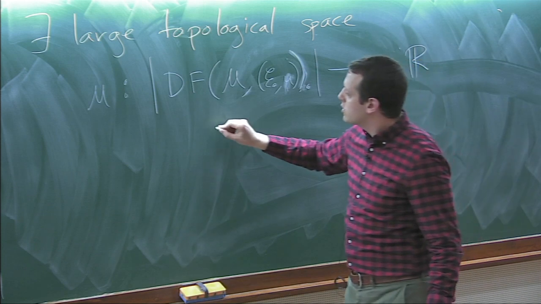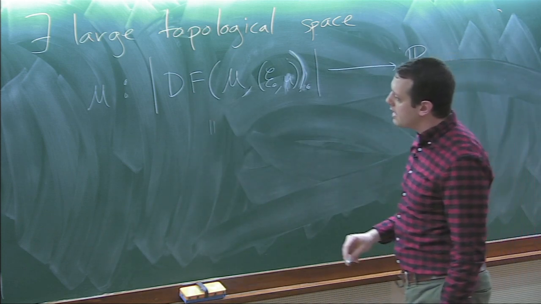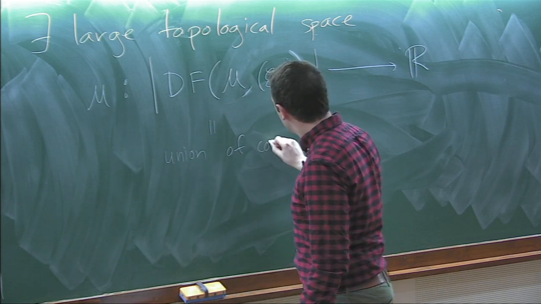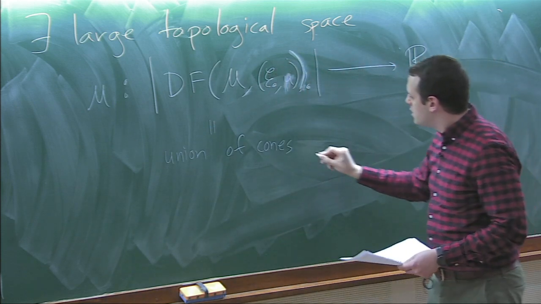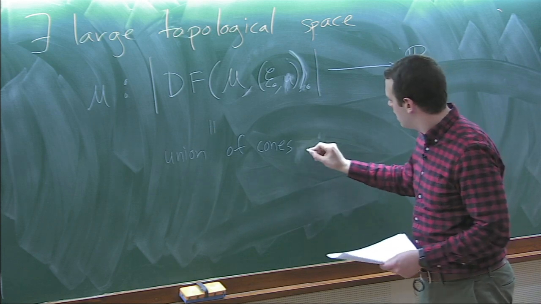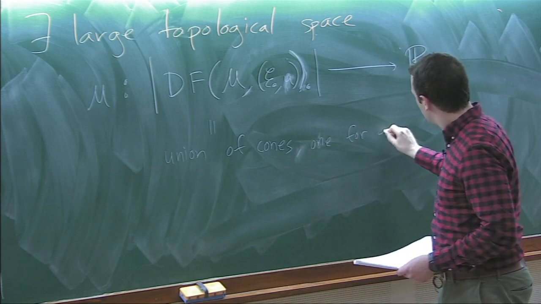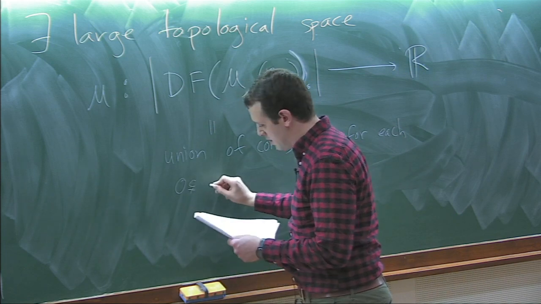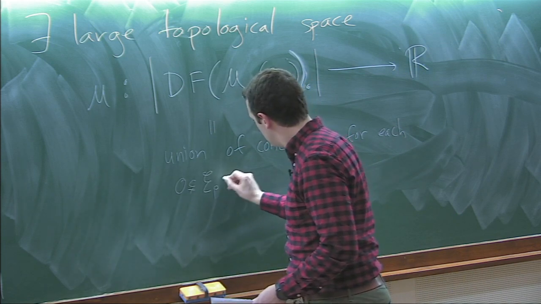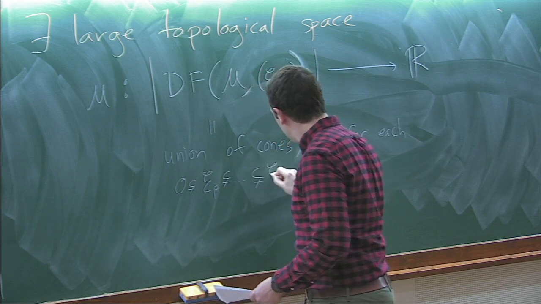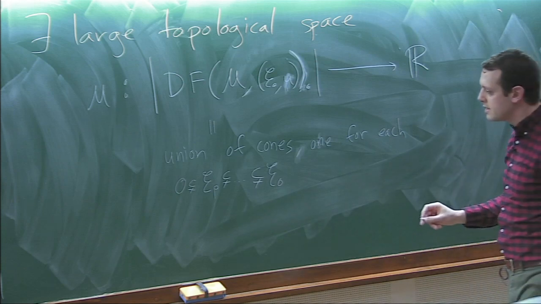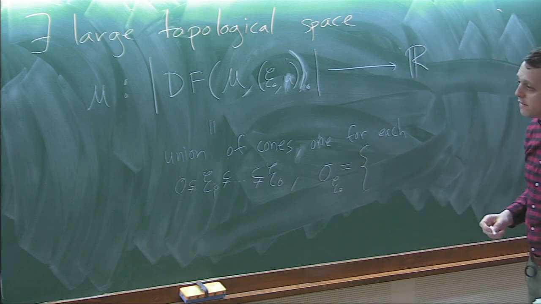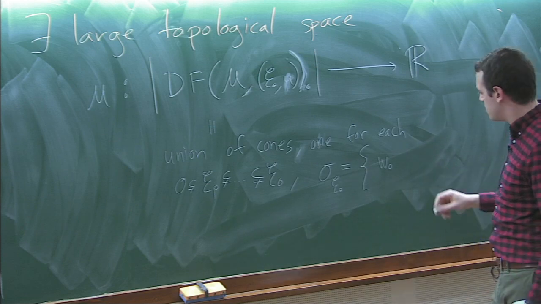So what is this topological space? I call this thing the degeneration fan. But basically, it's just a union. It's a general construction, but in this case, it's a union of cones, one for each filtration. So if I take a filtered vector bundle with no weights, then sigma of that, the cone, is the following. It's the choices of integers, or really rational numbers, or really real numbers.